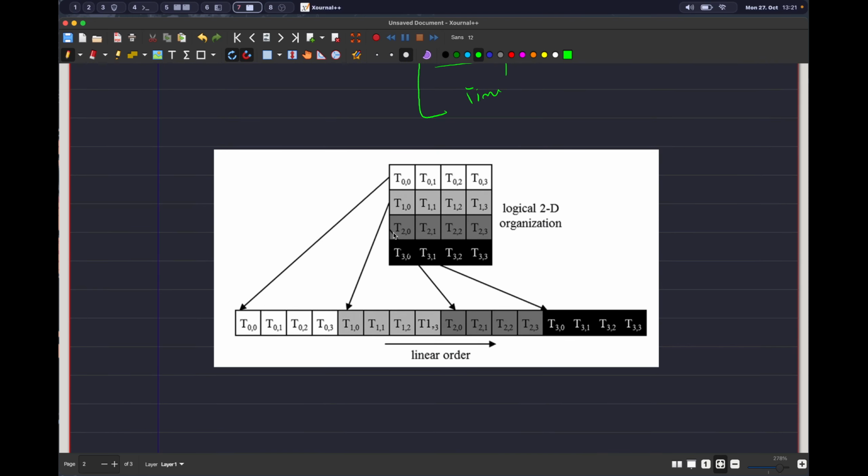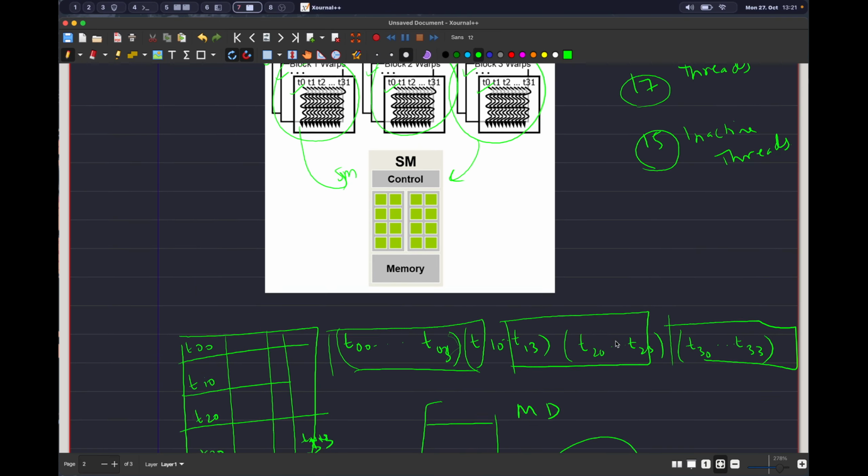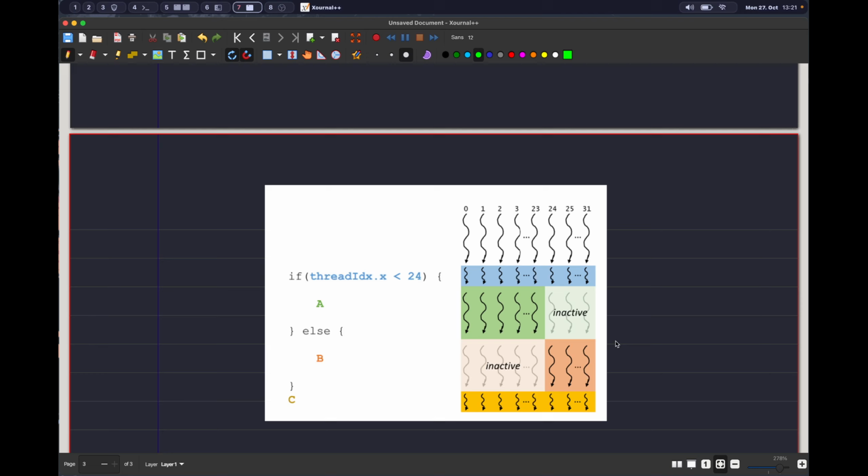So we have already seen how this works. If you have a block of 4 by 4 threads, you need to first write them in linear order and then divide them into groups of 32.